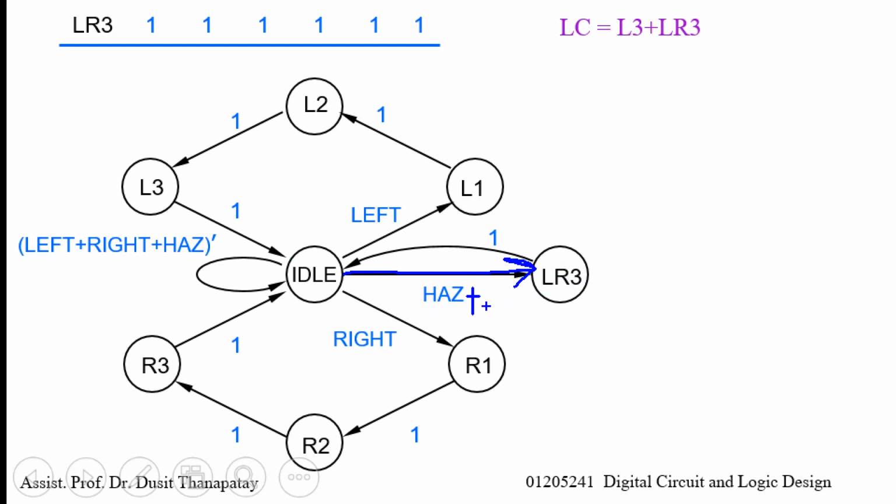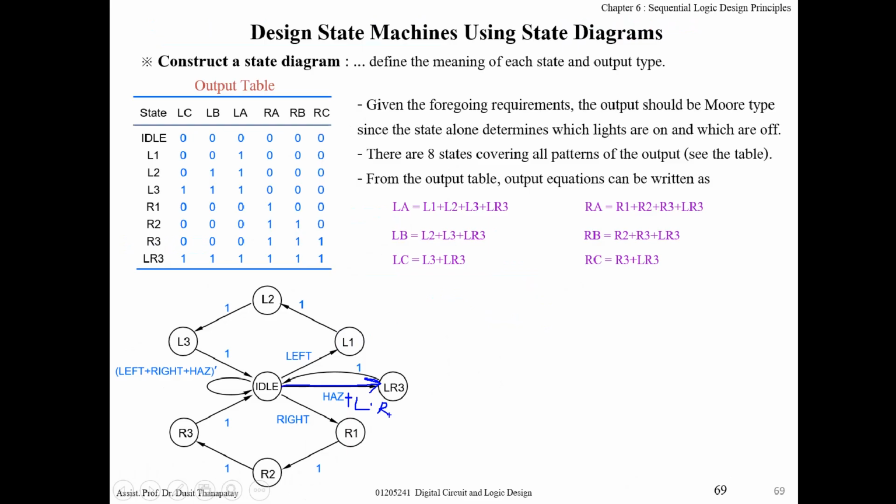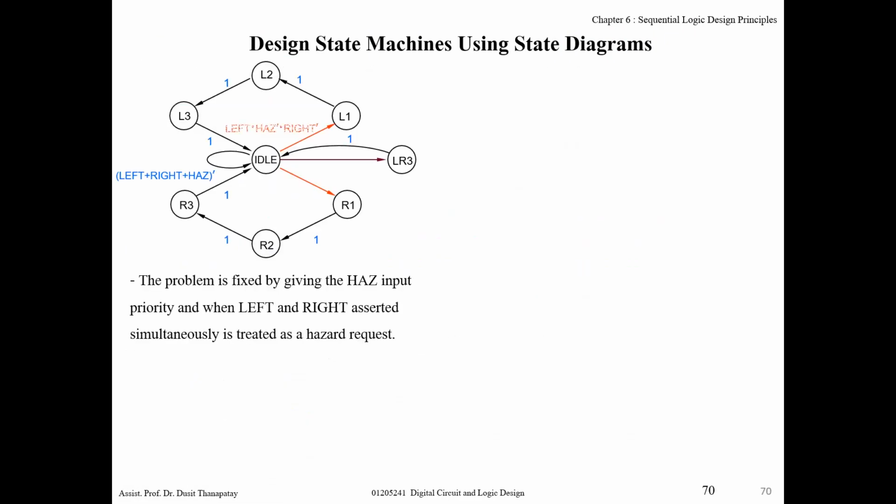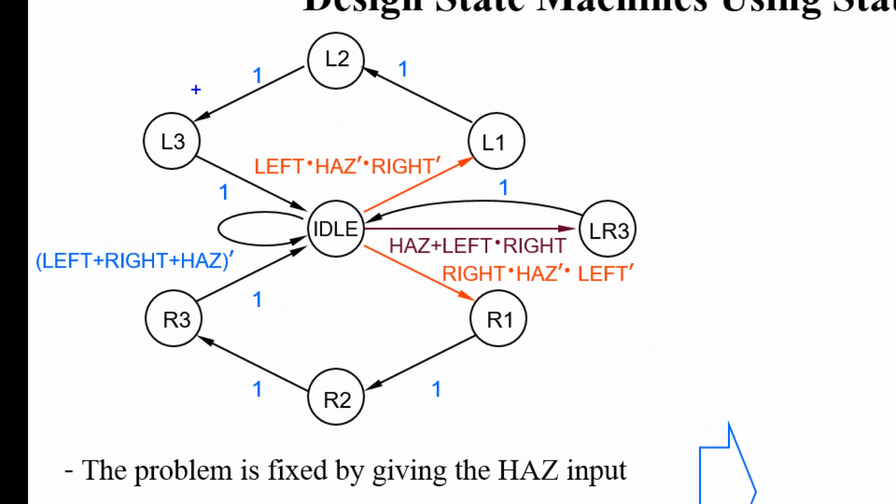Namely, if left and right are active at the same time. So when I modify the detail, we get something like this. Left, hazard prime, right prime. Right, only input right active, hazard prime, left prime. And add the condition left and right active at the same time to this hazard or emergency condition.